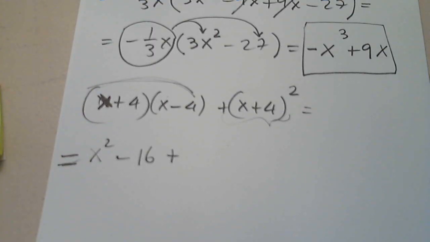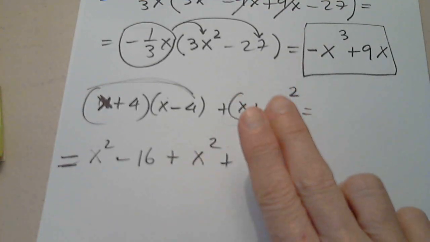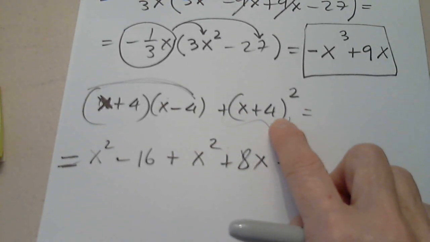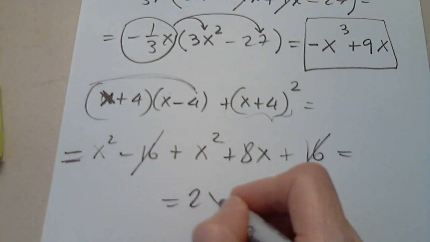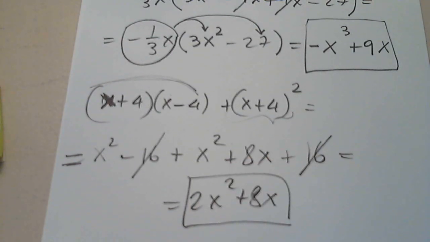Can anyone give us the special product x plus 4 squared? If you're still foiling it, you're going backwards. X squared, 8x? Yes, 16? Yes. These two go away. So then we have 2x squared plus 8x. So this is the simplified form of that expression.